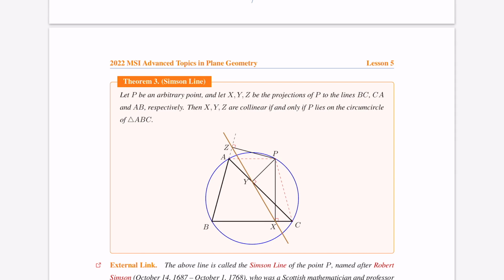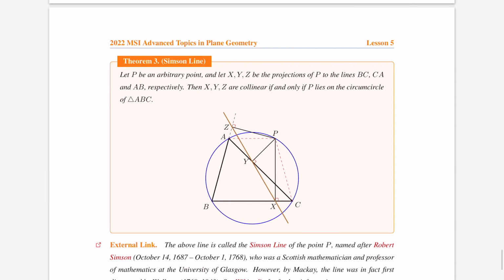So then let me draw the perpendicular lines from P to AB, BC, CA. Okay, for example, X is what we call the foot point of P to the side BC, and Y is P projected to CA, and Z is the projection of P to AB. Of course, the projection Z is on the extended line of BA, but that's fine. And the conclusion is that these three points, X, Y, and Z, are collinear.